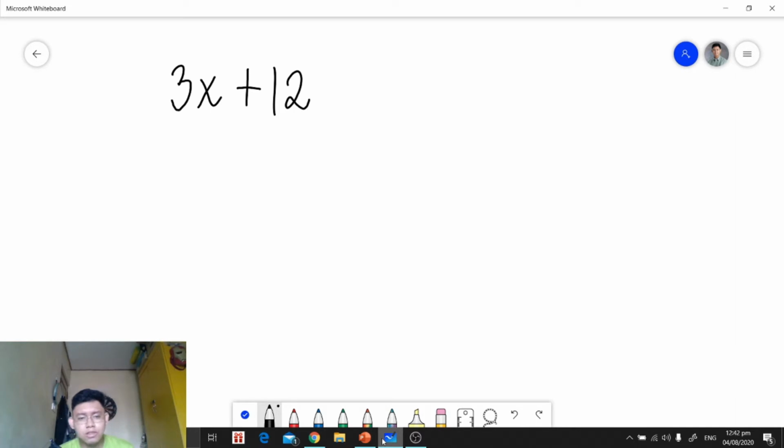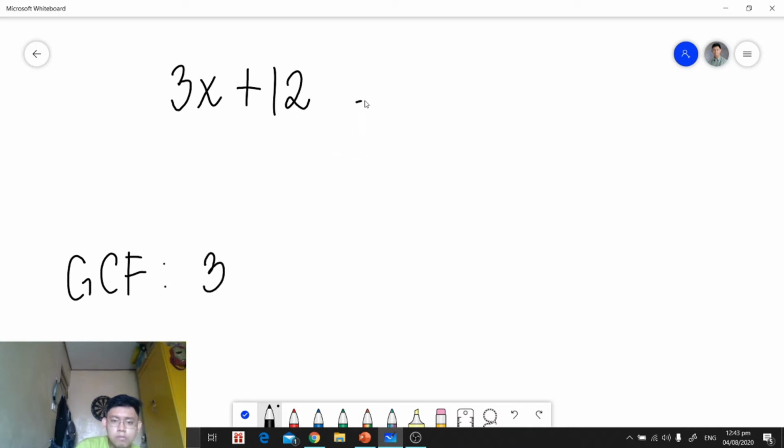Now in factoring common monomial factors, the first thing that we need to do is to identify the number of terms. In this case, we have two terms. We have 3x and positive 12. Now, let's identify the greatest common factor of the two terms. So, we know that our greatest common factor of these two is 3.